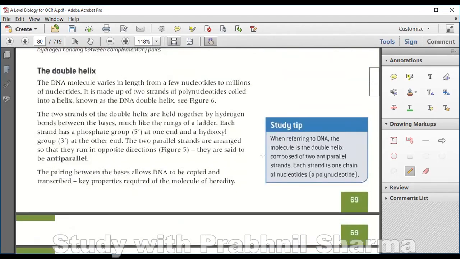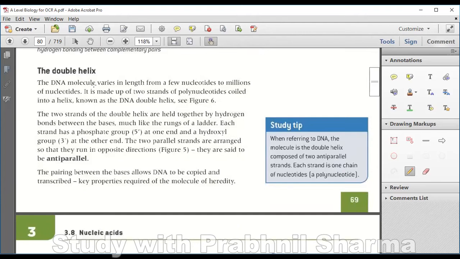Now we will see the double helix structure. The DNA molecule varies in length from a few nucleotides to millions of nucleotides. It is made up of 2 strands of polynucleotides coiled into a helix. Now this DNA is helical in shape because of the repeated coiling. It has so many nucleotides and is made up of 2 strands coiled into a helix. It is something like this.